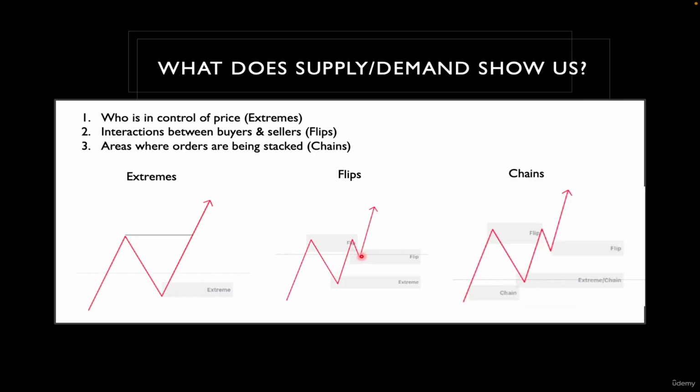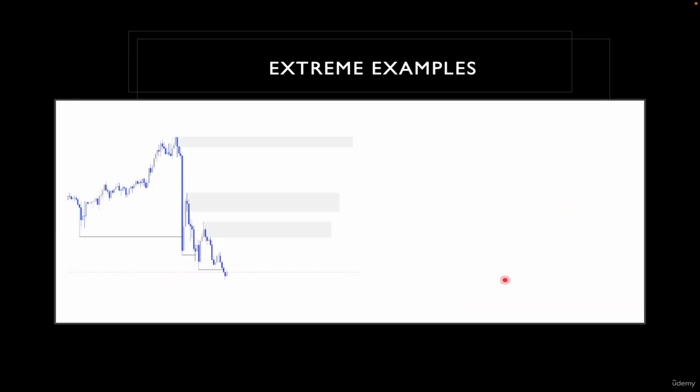And thirdly, chains. That's just where we have a stacking of orders, whether that be buys or sells. And you'll see that in order blocks linking to other order blocks. So I'll look at some examples.